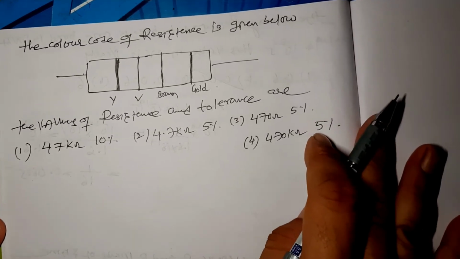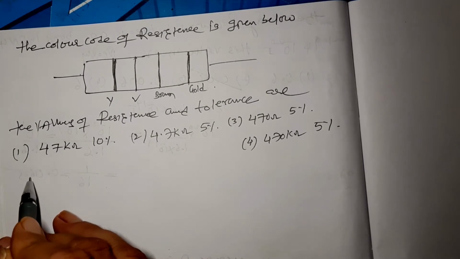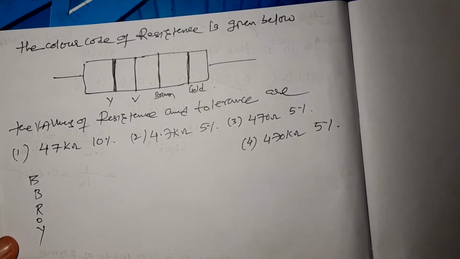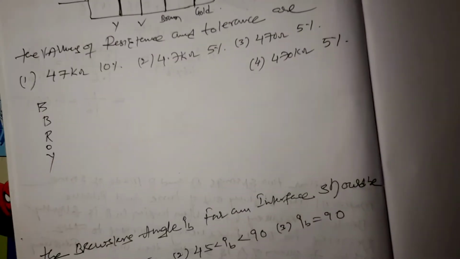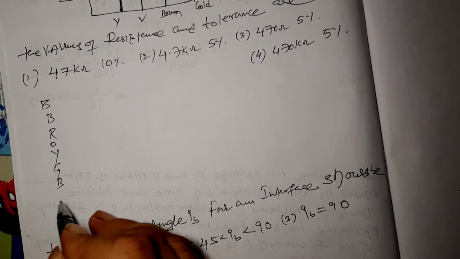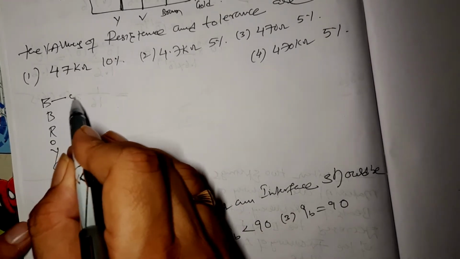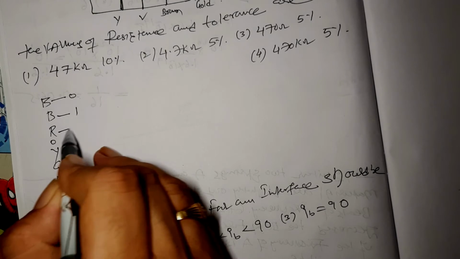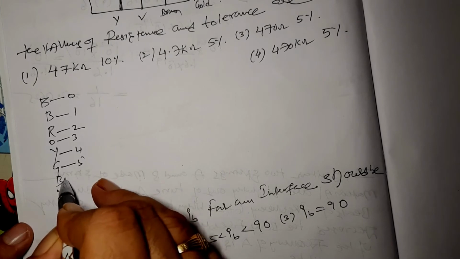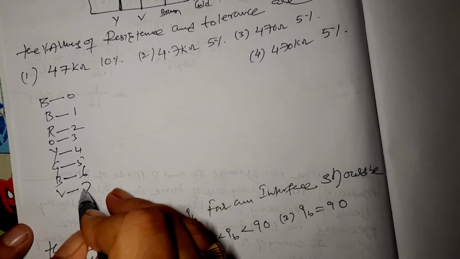To solve this problem, we have to remember one code. What is that code? B B ROY of Great Britain has a very good wife. First B, black, 0. Second B, brown, 1. Red is 2, orange is 3, yellow 4, green 5, blue 6, violet 7.